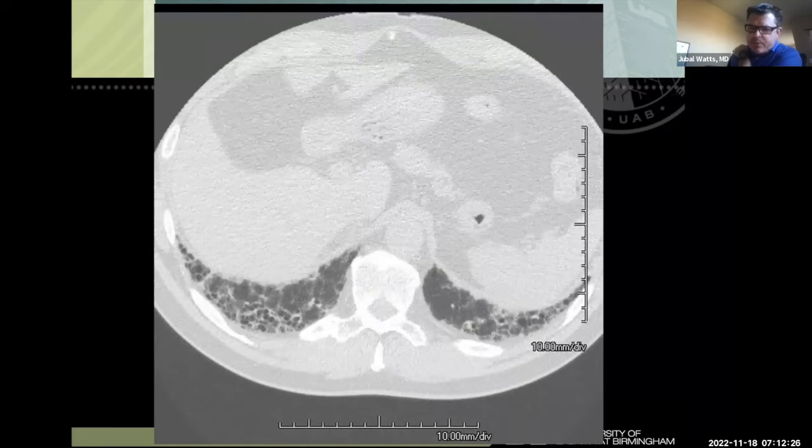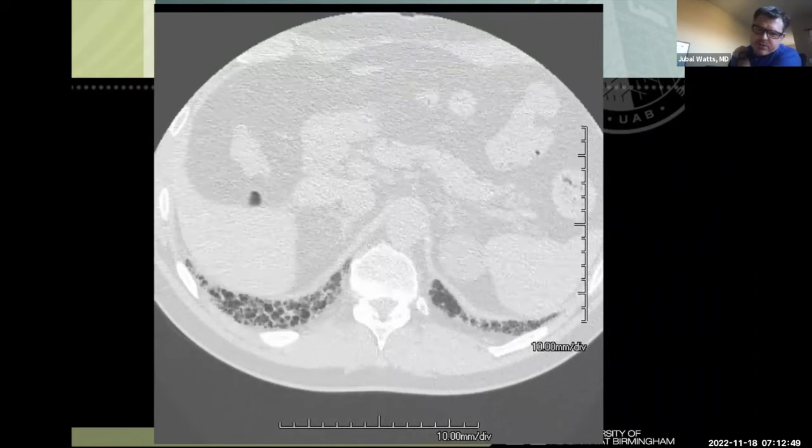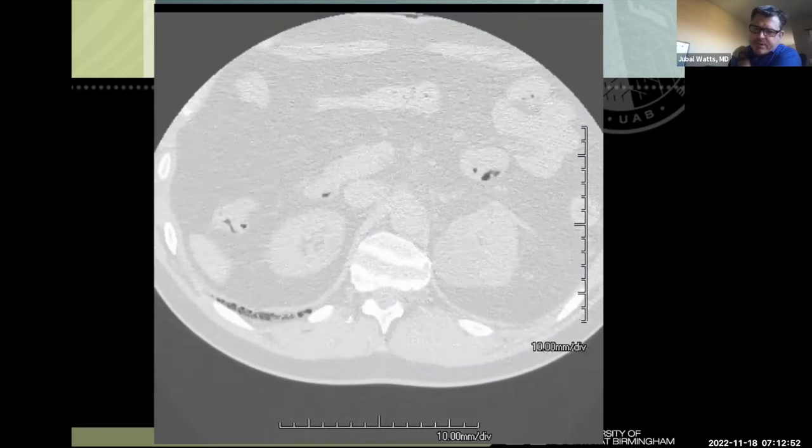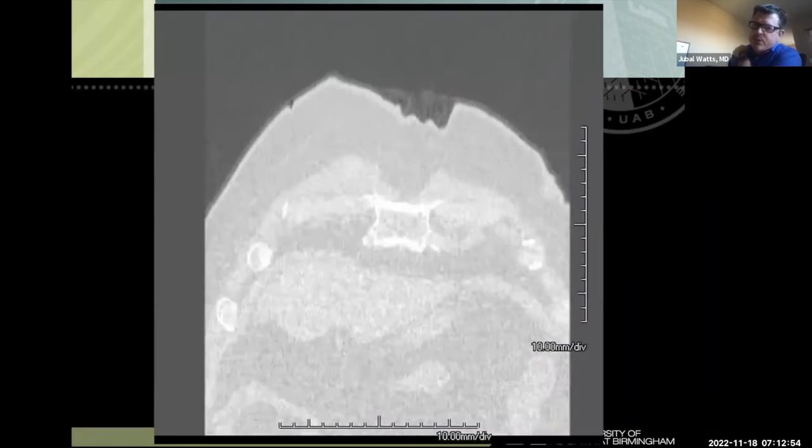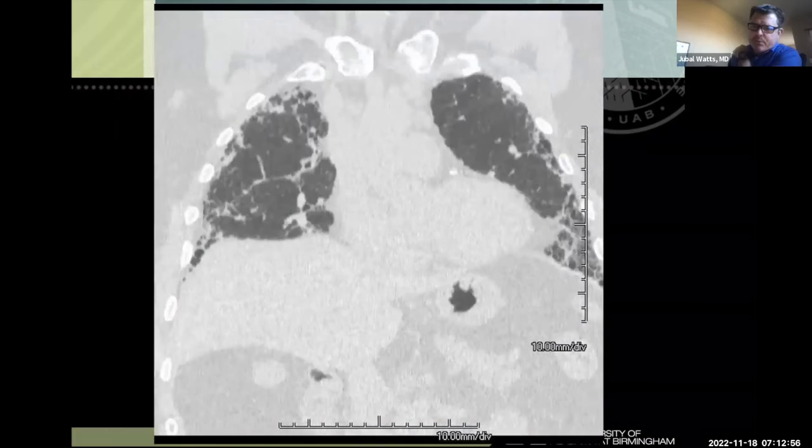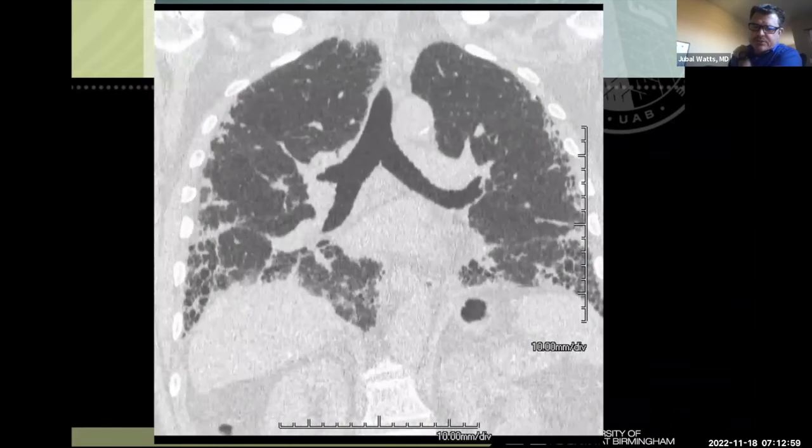If you have a typical UIP pattern and you do go to surgical lung biopsy, the odds of it coming back as pathologic UIP is very high, 92 to 95%. If you have a probable UIP pattern and you go to surgical lung biopsy, the odds of it coming back histopathologically as UIP is about the same. It's like 88 to 90%. So there's not much difference. And so we're trying to avoid the risk, the morbidity from the surgical lung biopsies. So now most places will not biopsy a probable UIP pattern. So on the coronals, you can also see the distribution.